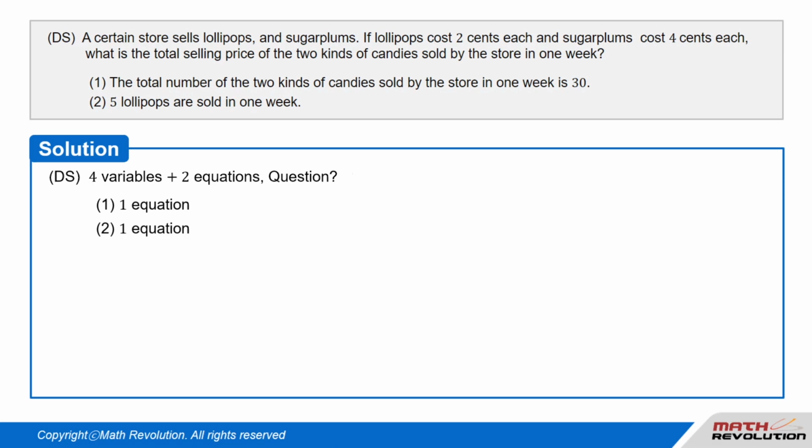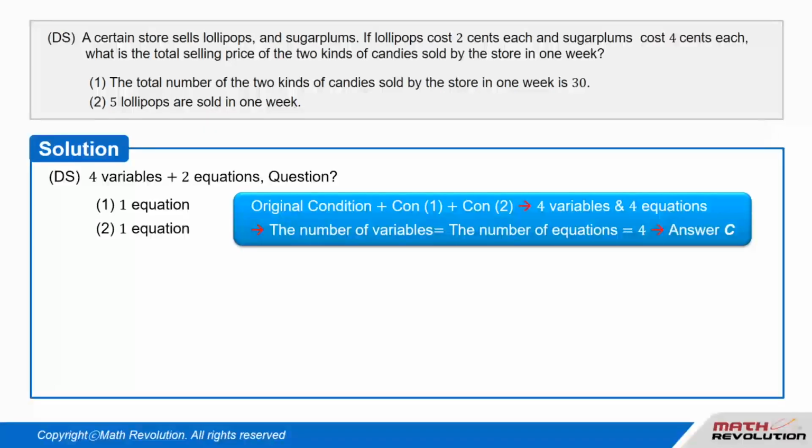Now, 4 variables and 2 equations would generally require 2 more equations to allow us to solve for the variables. We know that each condition would usually give us an equation, resulting in a total of 4 equations: 2 from the original condition, and 1 each from condition 1 and condition 2. The resulting equal number of equations and variables should logically give us an answer C.